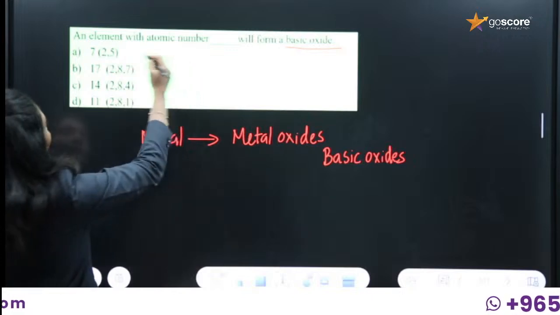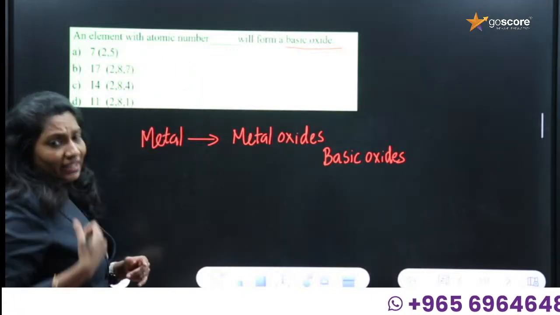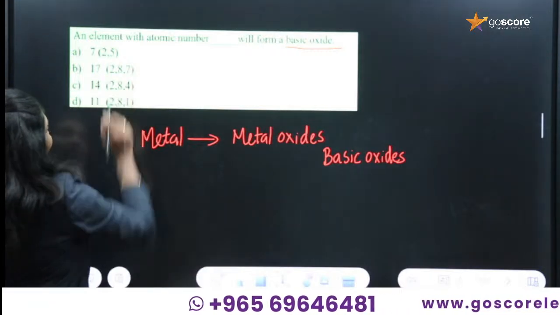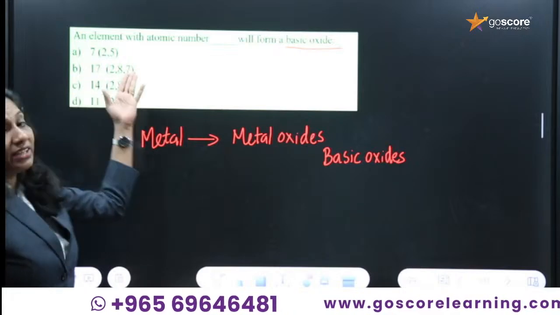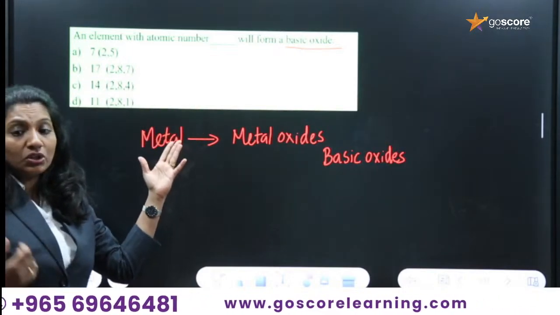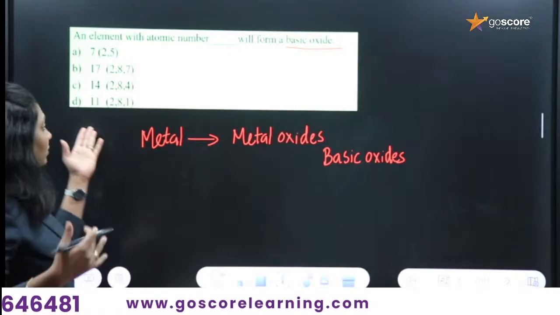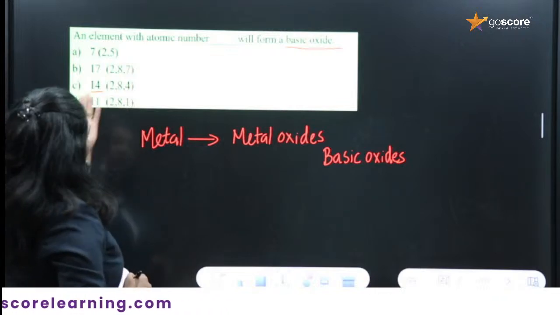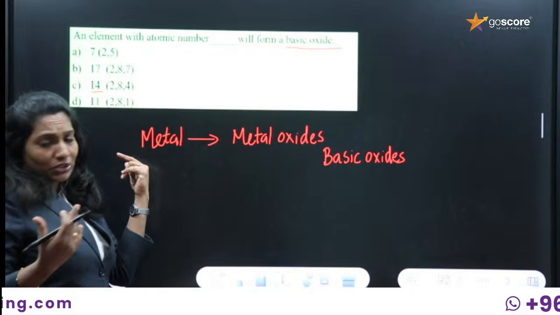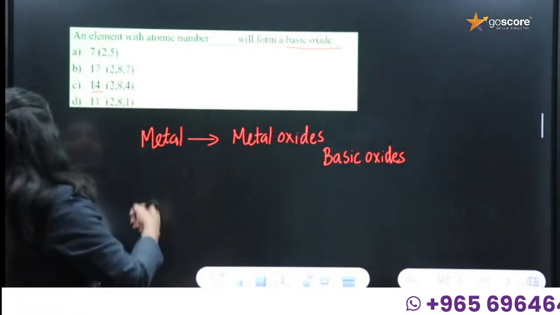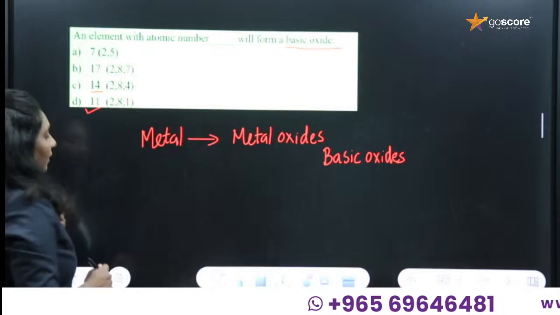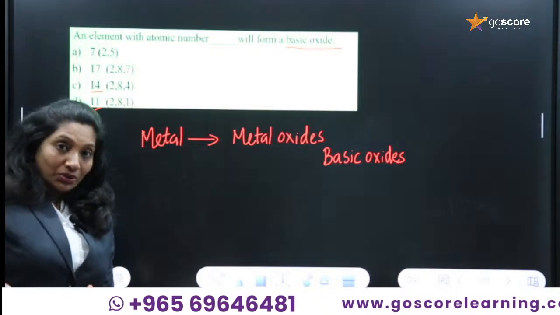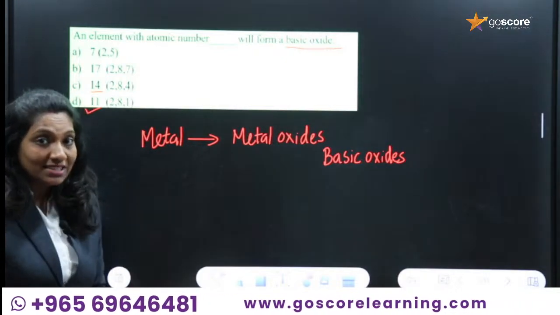Now see, we have option A, that is 7. It will have the tendency to gain electrons, so it will be a non-metal, right? Option B is 17, which has electronic configuration 287, that also has the tendency to gain electrons, right? So that is also a non-metal. And here we have 14, that is 284. It will usually have the tendency to form covalent bonds, right? And option D is atomic number 11 with electronic configuration 281. So that means option D is a metal, right?